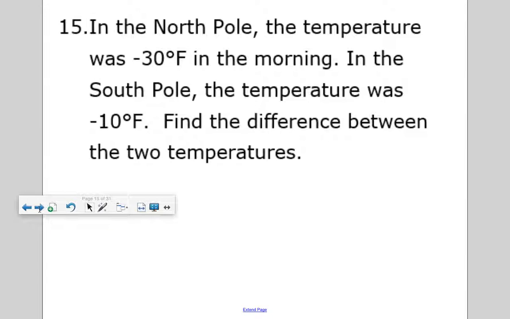Let's try one word problem. In the North Pole, the temperature was negative 33 degrees in the morning, bitterly cold. In the South Pole, the temperature was only negative 10 degrees. Find the difference between the two temperatures. Well, I know it's going to be really cold. So negative 30 degrees in the North Pole. Difference means subtract. And the South Pole is negative 10.